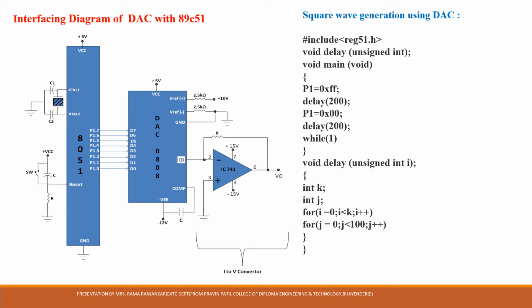So in a square wave all the bits are high and after some time it gets 0 and this process continues, and in this way the square wave is generated, so that we write the instructions as P1 is equal to 0xFF. After delay this P1 gets to 00. Again after delay it goes to FF. So this process continues and the square wave is generated. After the main program we write a delay program using a simple delay routine.